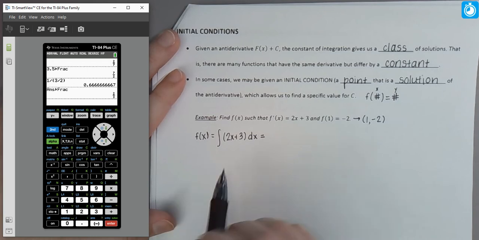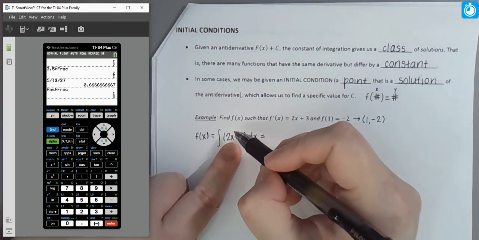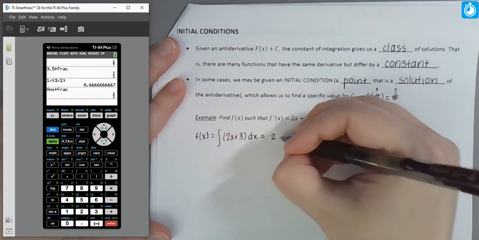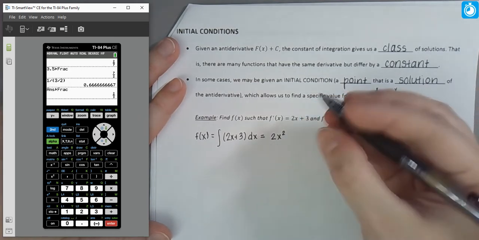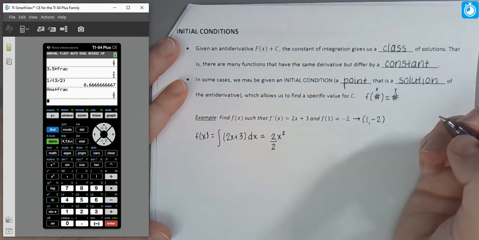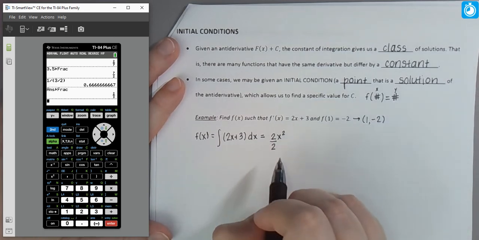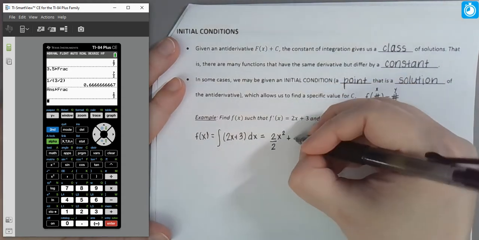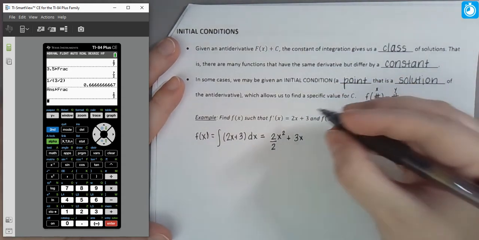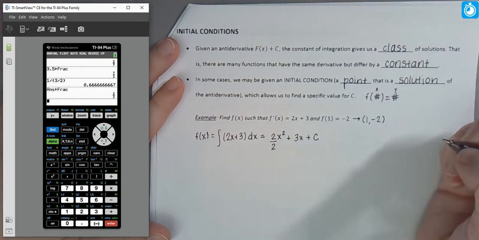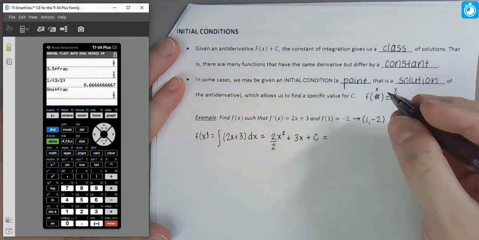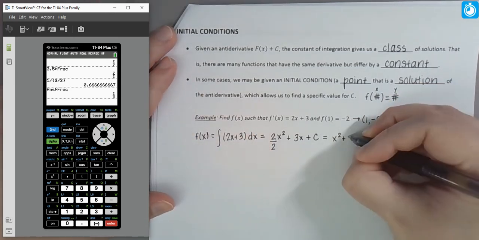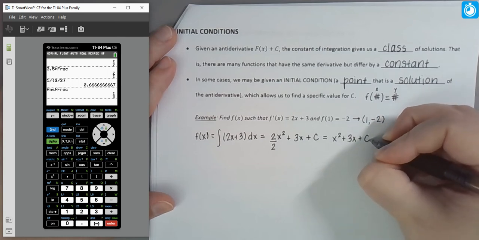So 2x, take the antiderivative of 2x. Well, increase your exponent of 1 to an exponent of 2. And then we have our 2 out front. We increase our exponent to 2, and then we're going to divide by that new exponent of 2. So you can probably see what's going to happen right there. Same thing for the 3. We antidifferentiate that, and that's going to go to 3x. And don't forget, we have our plus c. And so just to simplify that first coefficient, 2 divided by 2 reduces to 1. So we have x squared plus 3x plus c.